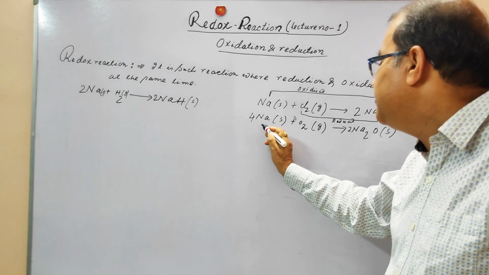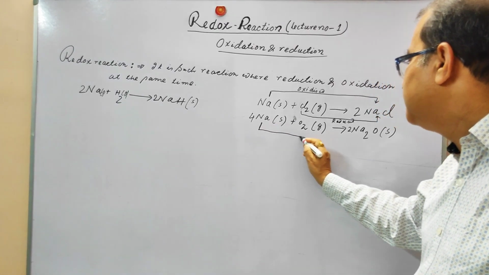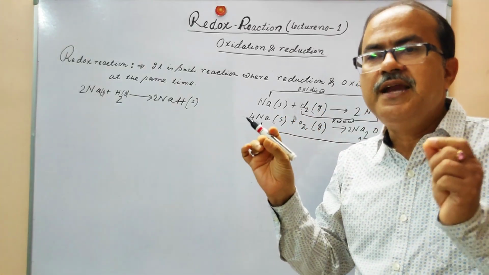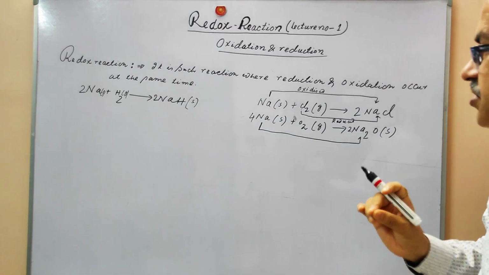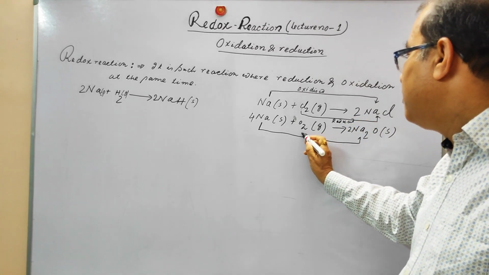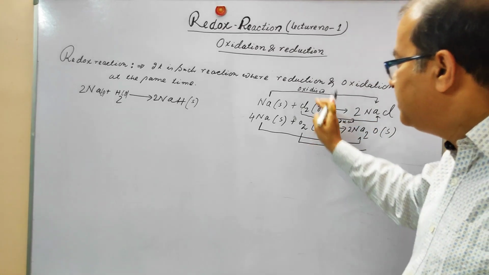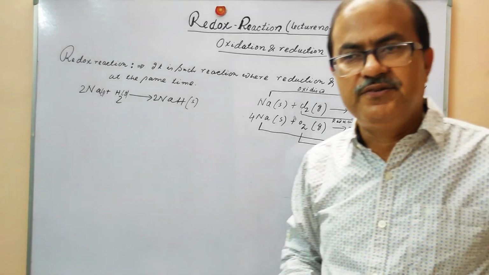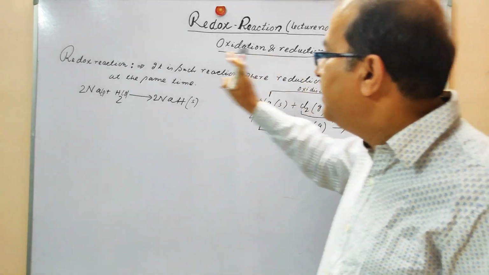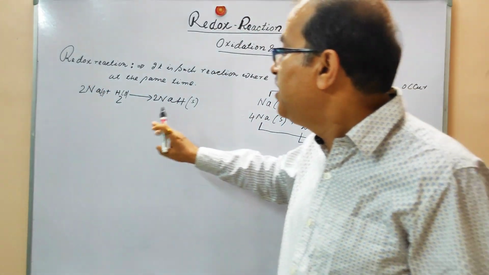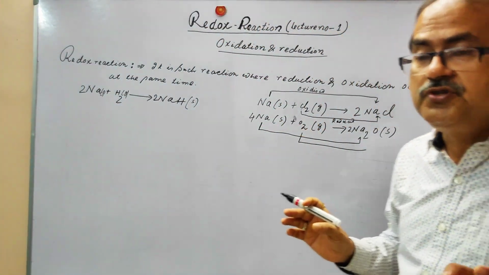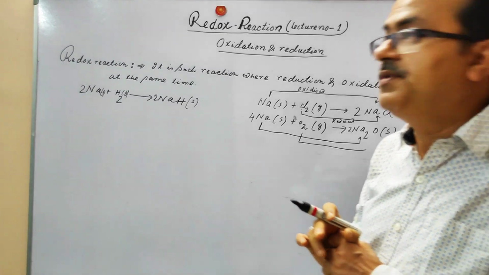In a similar way, you can see sodium reacted with oxygen, meaning there is addition of the electronegative element oxygen to sodium. That is why you can say sodium is oxidized. At the same time, oxygen is reduced because it is added to the electropositive element. So we can understand from these things that we have to analyze this reaction in the light of the electropositivity or electronegativity of the element.